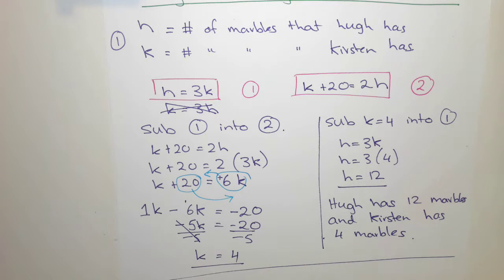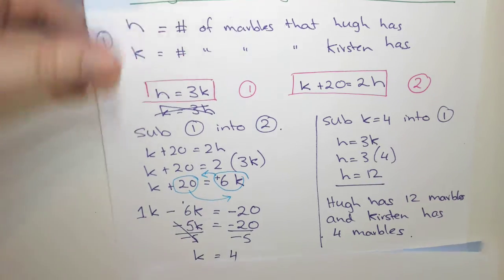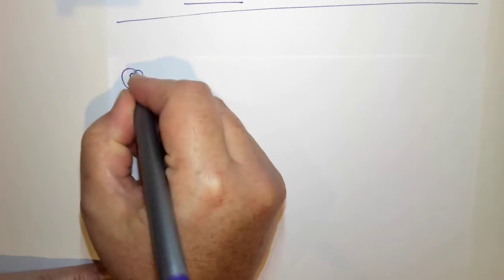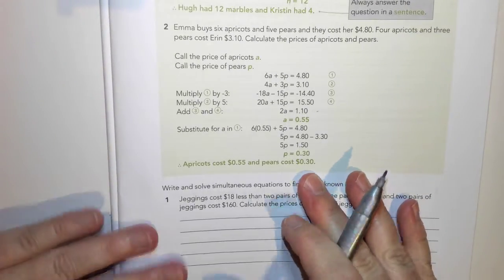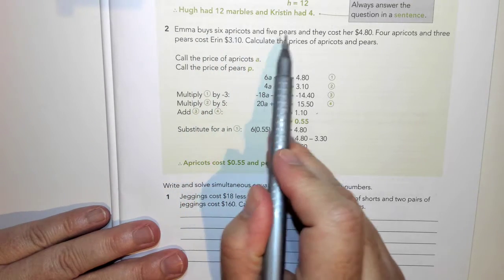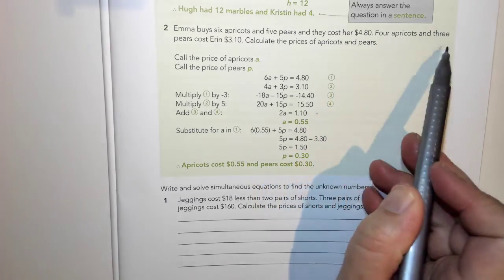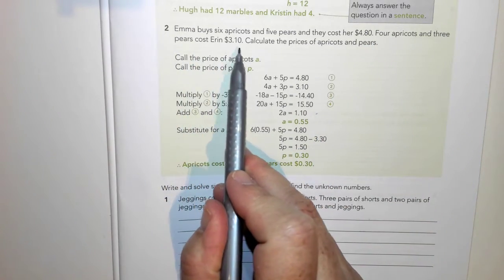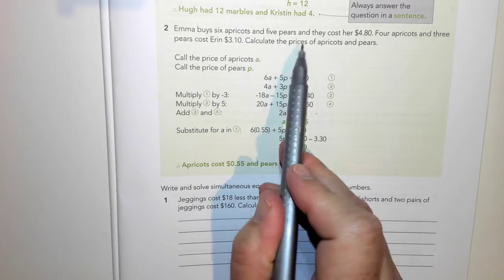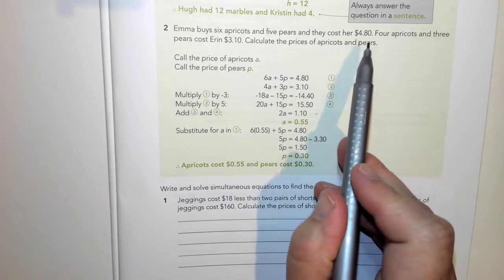Okay, let's now have a look and think about our second example that we've got here. So our second example now is looking at buying apricots and pears. Okay, so example number 2. So let's have a look here. So Emma is going to buy 6 apricots and 5 pears, and they cost her $4.80. If she bought 4 apricots and 3 pears, that would cost Erin $3.10. And we want to find the price per apricot and the price of each pear.